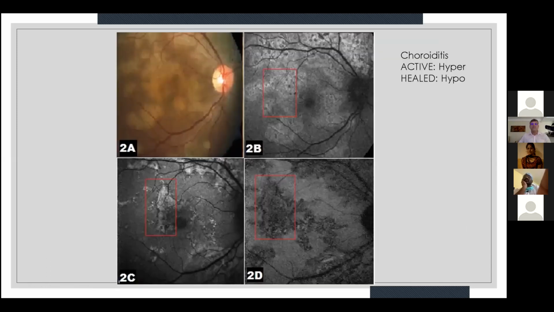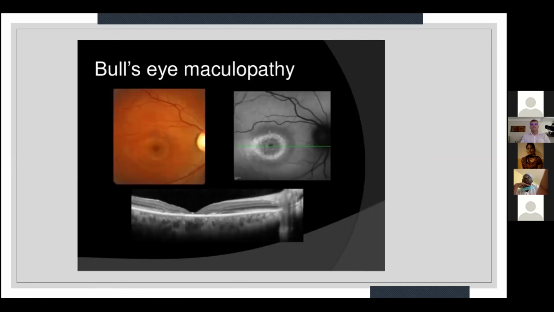This is a case of choroiditis. We can see hyper autofluorescence and here hypo autofluorescence. If there is hyper autofluorescence, there is still activity in the disease. There is active hyper indicating active choroiditis, whereas hypo indicates healed choroiditis. Bullseye maculopathy, which day in, day out, we usually screen in case of HCQ toxicity. Always make sure that you do an AF and rule out if we can see a bullseye maculopathy.